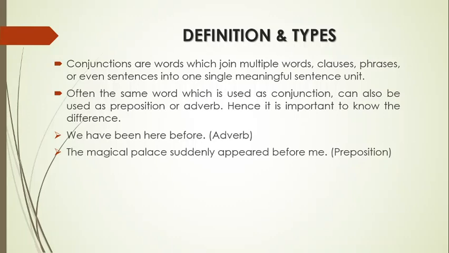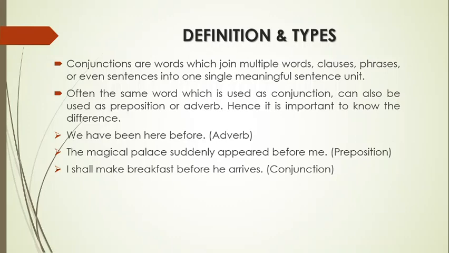Next, the magical palace suddenly appeared before me. Now, here the word before is placed before the pronoun me, and thereby establishes a relationship between me and the magical palace. The magical palace suddenly, all of a sudden, out of the blue, appeared before me. So, preposition, positioned before the pronoun me. Preposition, the same word before. In the first sentence, used as an adverb and now as a preposition.